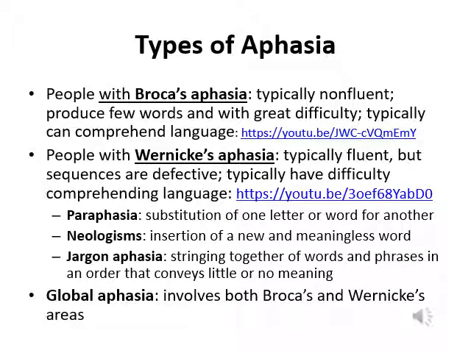People with Broca aphasia usually are non-fluent, because this area is responsible for producing language. So this patient will have great difficulty speaking and produce few words with very great difficulty. But they don't have a problem comprehending language. And people with Wernicke aphasia typically have fluent aphasia, but the sequences are defective, and they have difficulty comprehending language.